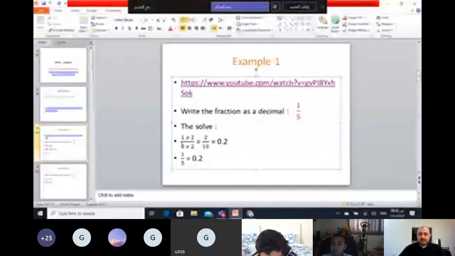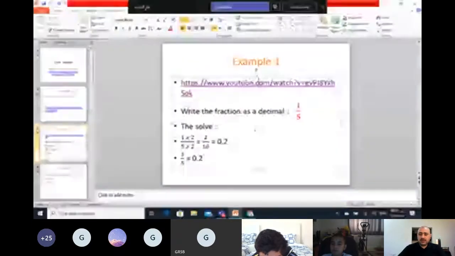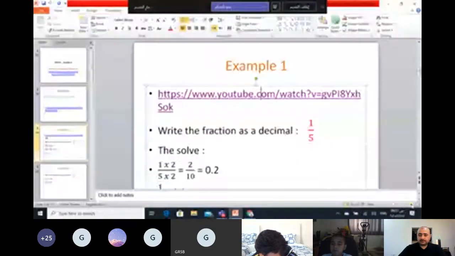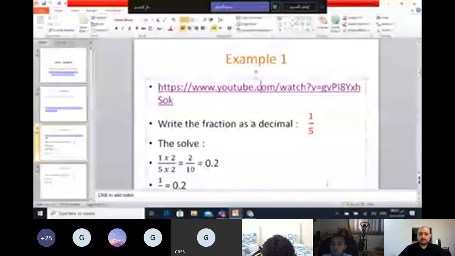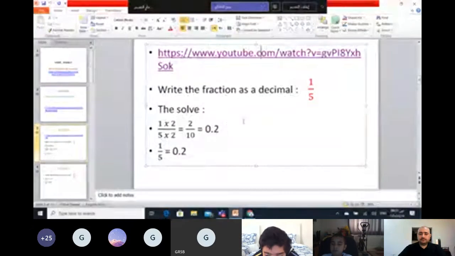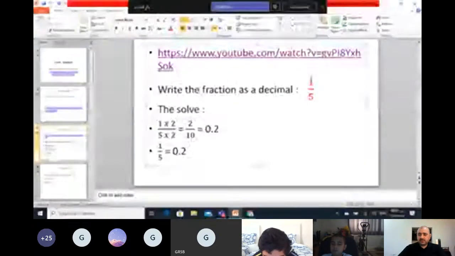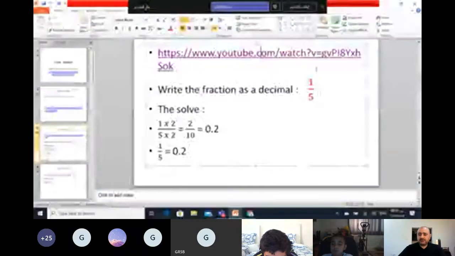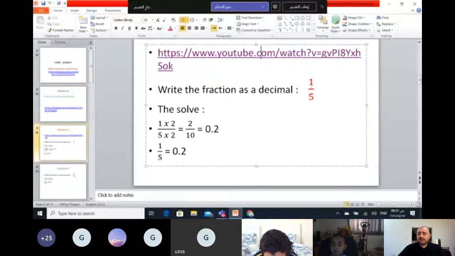Okay, listen with me to this example. Write the fraction as a decimal. We have this fraction 1 over 5. To change the fraction to the decimal, always remember, the denominator will be the power of tens.